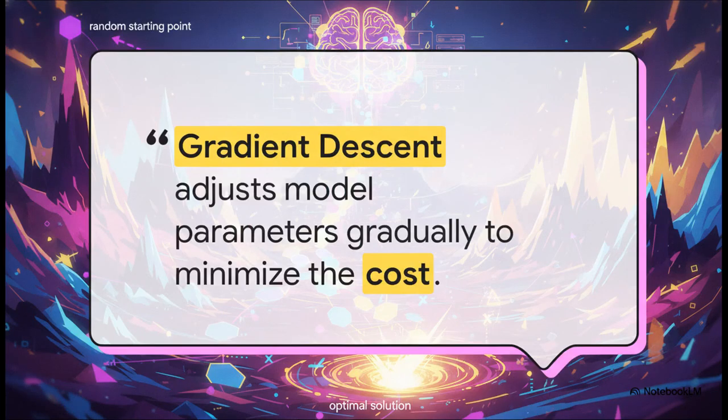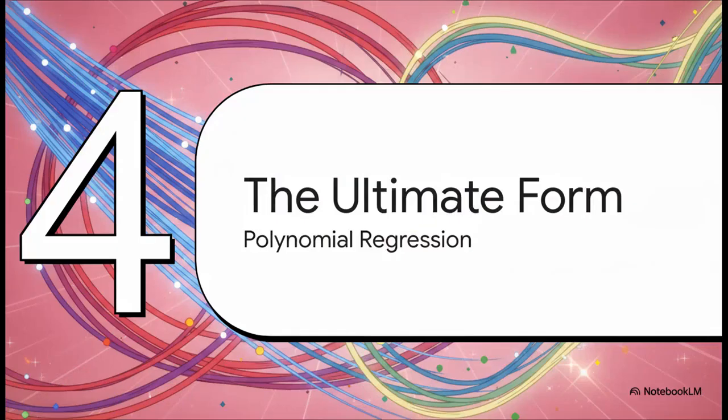This quote perfectly captures the ultimate payoff of our training montage. Gradient descent is an iterative optimization algorithm that adjusts model parameters gradually to minimize the cost, using the slope, or gradient of the cost function, to update weights step by step toward the minimum. We've basically taken a machine, given it a totally random starting point, and through the sheer power of calculus and iteration, it has successfully learned to navigate the rugged terrain of error to find the optimal solution, entirely on its own.